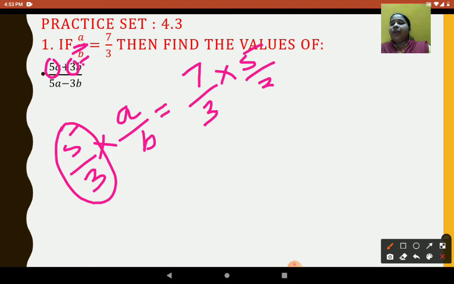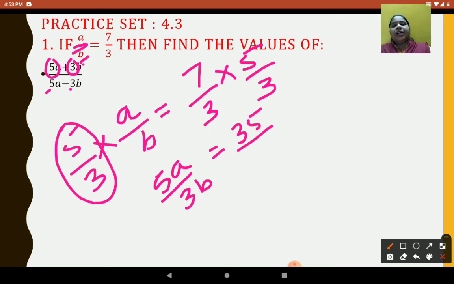Why 5 upon 3? Why not some other ratio? From where do I get this value? Looking at the terms which are there with a and b. A term will be the numerator, b term will be the denominator. So 5 upon 3. What will I get? 5 into a, 5a, 3 into b, 3b. What will happen this side? 7 5s are 35, and 3 3s are 9. Now we have got 5a upon 3b.